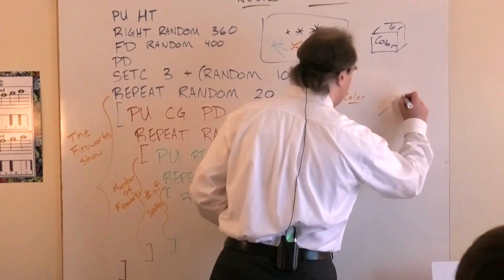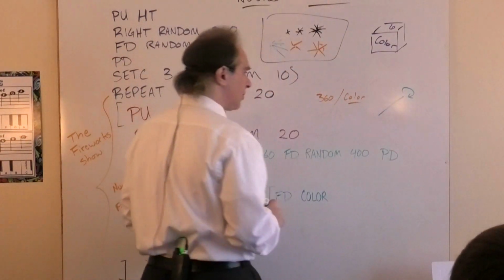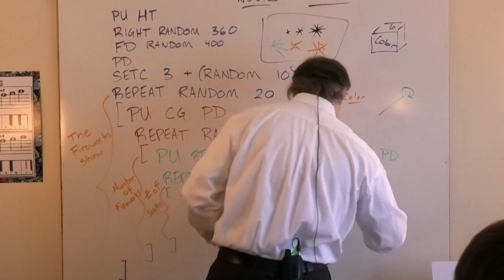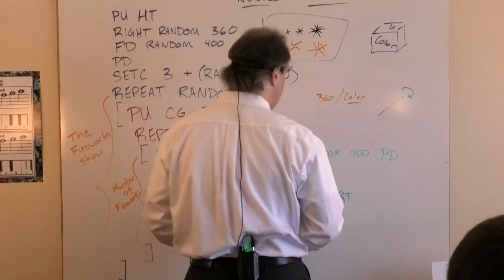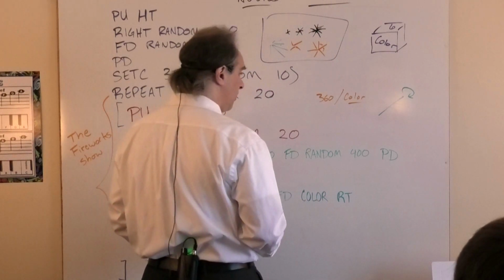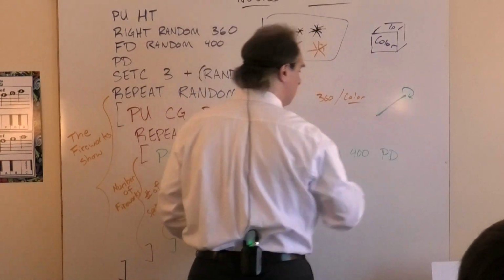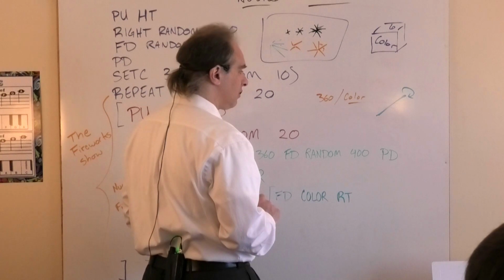Well, we went out. Now we got to go back. So how much do we turn right? How about 360 divided by 2? Because we're only making two lines. 1, 2. Okay. 180.